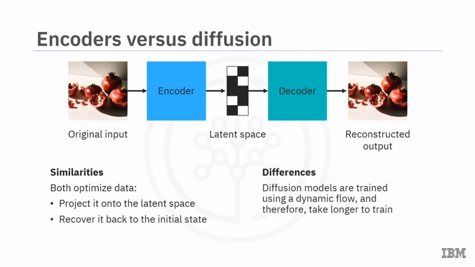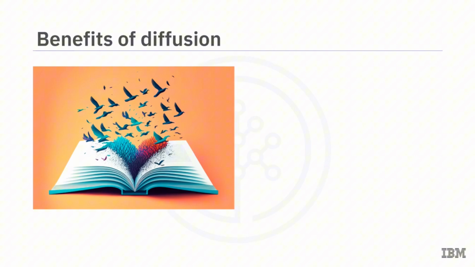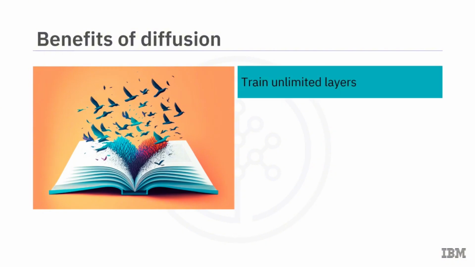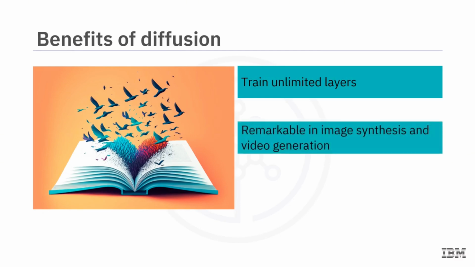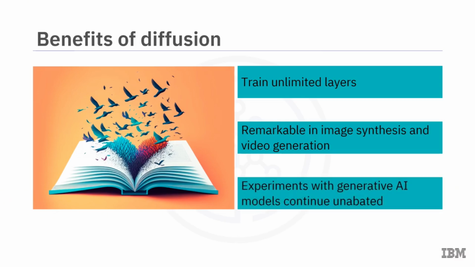However, a diffusion model is trained using a dynamic flow and therefore takes longer to train. Then, why are these models considered the best option for creating generative AI models? Because they train hundreds, maybe even an unlimited number of layers, and have shown remarkable results in image synthesis and video generation. Experiments with generative AI models continue unabated as unsupervised algorithms throw up one surprise after another.